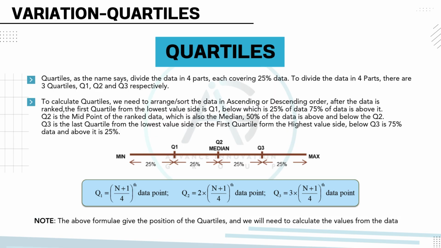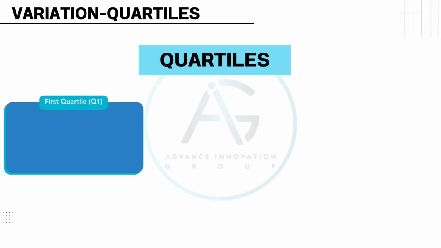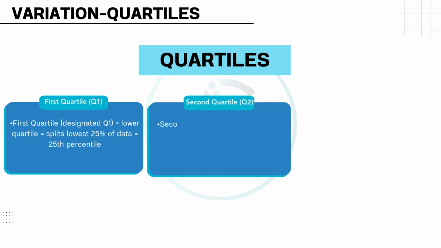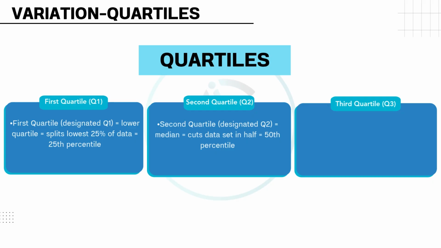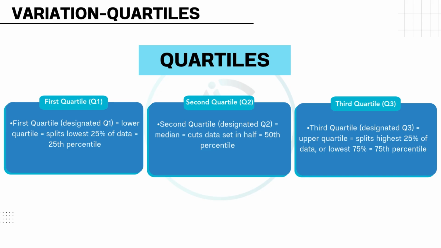Note, the above formulae give the position of the quartiles, and we will need to calculate the values from the data. First quartile, designated Q1, equals lower quartile, splits lowest 25% of data, equals 25th percentile. Second quartile, designated Q2, equals median, cuts data set in half, equals 50th percentile. Third quartile, designated Q3, equals upper quartile, splits highest 25% of data, or lowest 75%, equals 75th percentile.